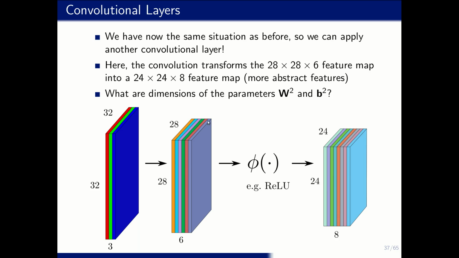Here is a little question. To go from a 28 times 28 times 6 feature map to a 24 times 24 times 8 feature map, what are the dimensions of our parameters? As a hint, in the first step we had to cut away 2 pixels on each side. Here, how many pixels did we cut away? This gives you the window size, and the number of channels is obvious from this image.